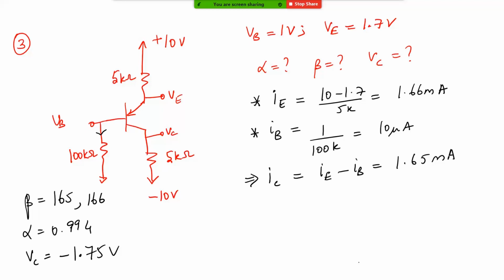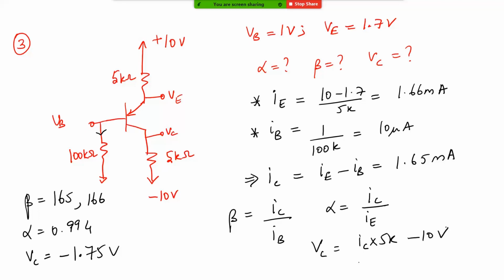All right. Now you know all these three values. You find beta equal to IC by IB, and then you find alpha equal to IC by IE. And what is VC? VC is nothing but IC into 5 kilo ohm, that is a drop, minus 10 volt.